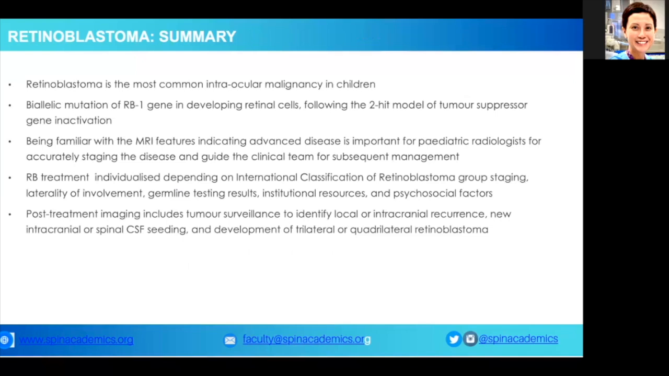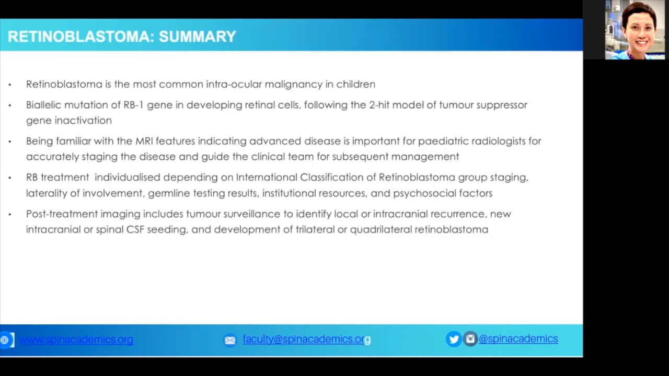We must understand that there's a biallelic mutation of the RB1 gene in developing retinal cells, and it follows a two-hit model of tumor suppressor gene inactivation. We should be familiar with MR features indicating advanced disease because it is important for pediatric radiologists and interventional radiologists for accurately staging the disease and guiding the clinical team for subsequent management.